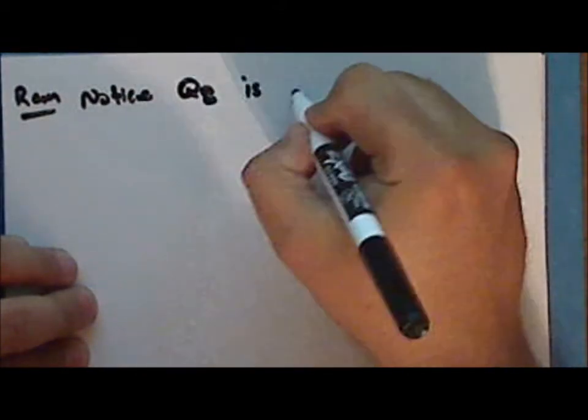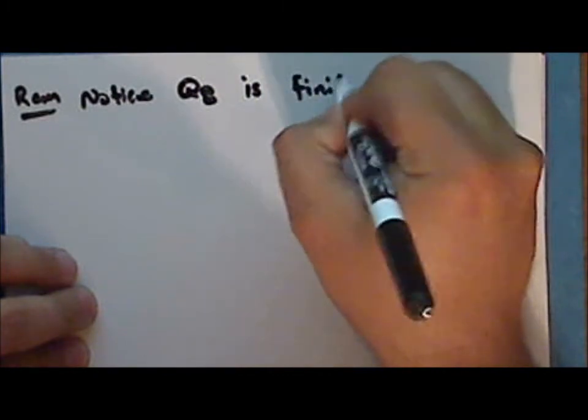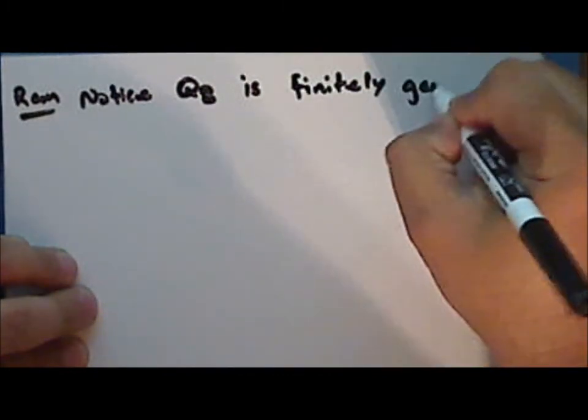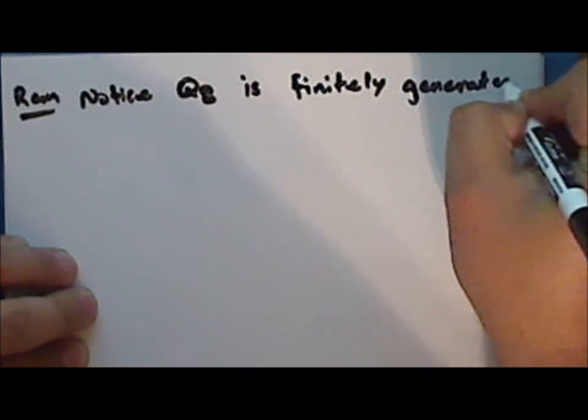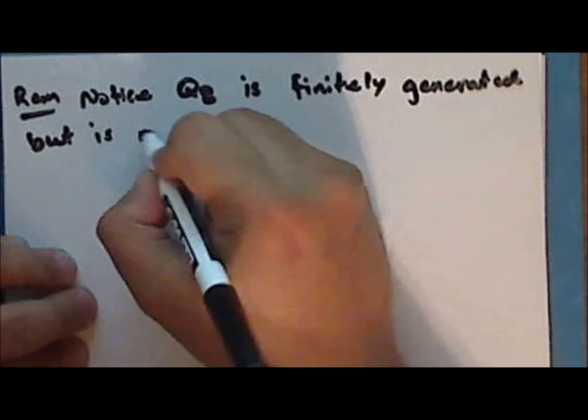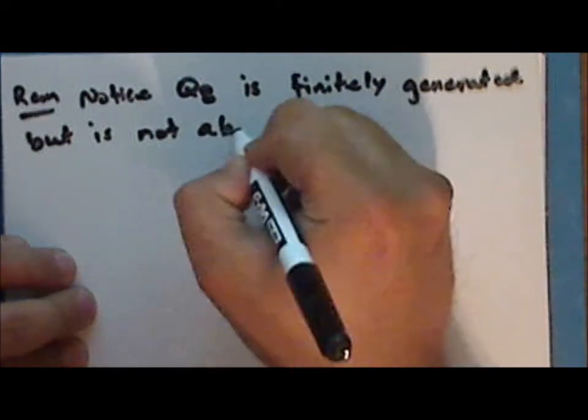So notice that the group of quaternion units is finitely generated, but is not abelian.